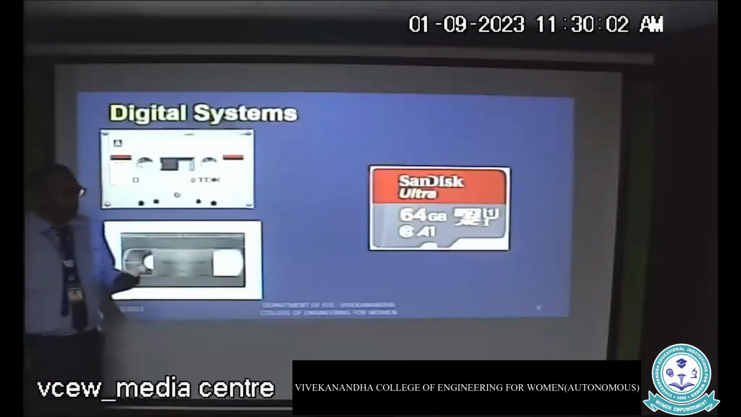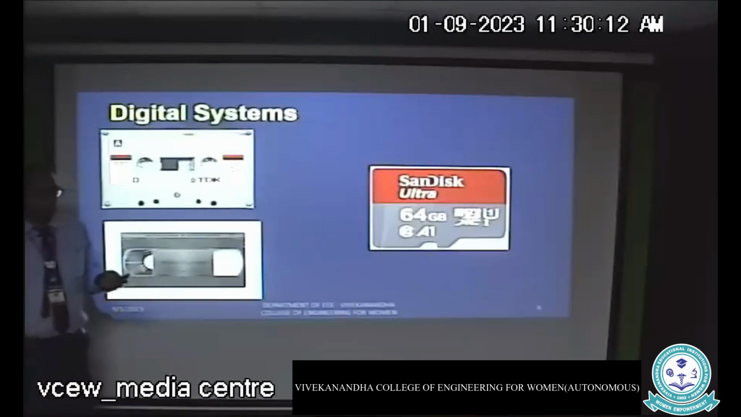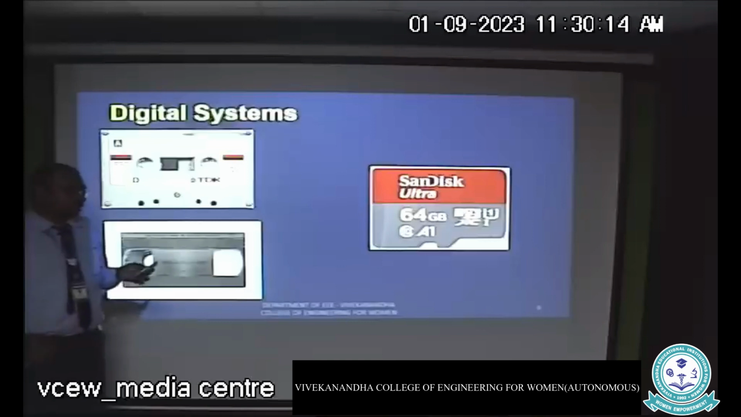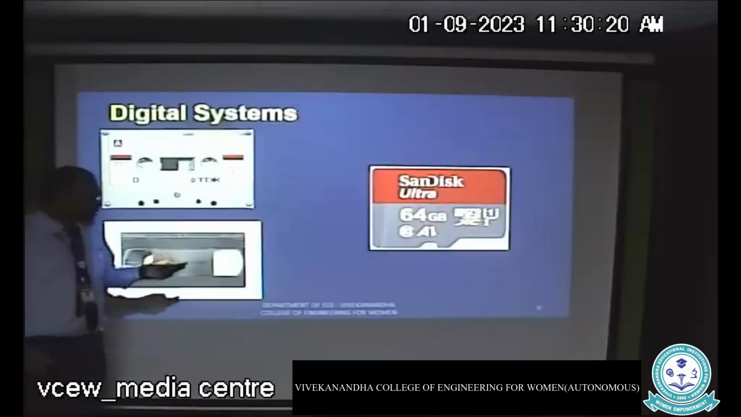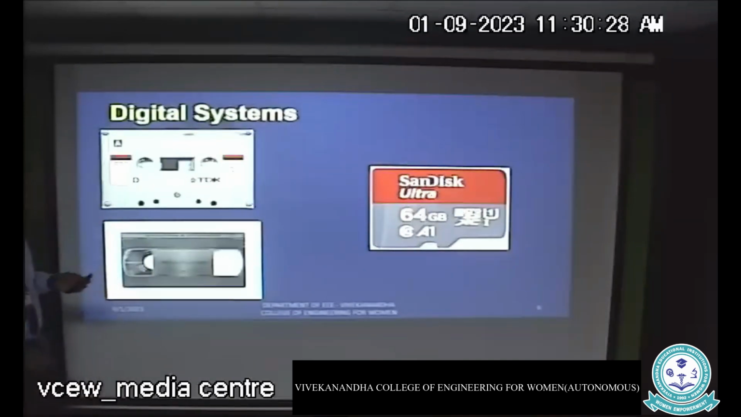You can store up to 10,000 or 15,000 songs. You can store millions of pieces of data: documents, images, videos. But here the storage capacity of these two is very limited, up to 64 GB, but still you can store lots of data. Very easy to carry and access. So this is the advantage of digital technology.